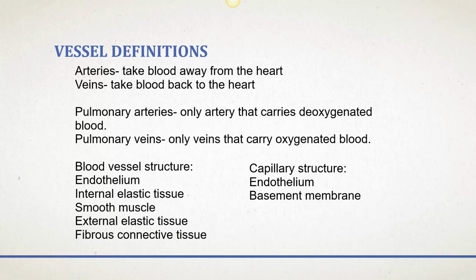The basic structure of a blood vessel includes the endothelium, which is the innermost lining of the blood vessel. So this lines the lumen of the blood vessel. Then the internal elastic tissue, then a layer of smooth muscle, then the external elastic tissue, and finally the fibrous connective tissue, which is on the surface of the blood vessel. Capillaries only have the endothelium and a basement membrane, so they're one cell layer thick.